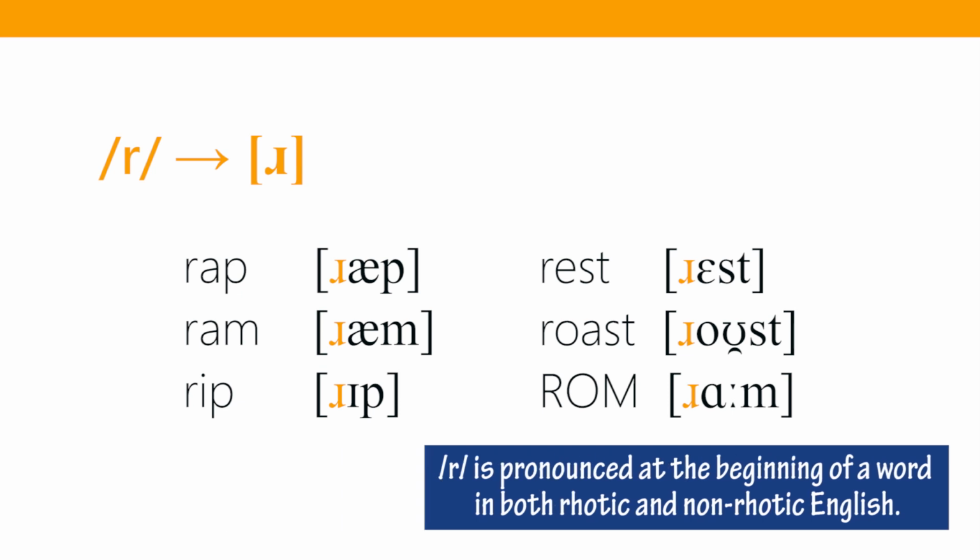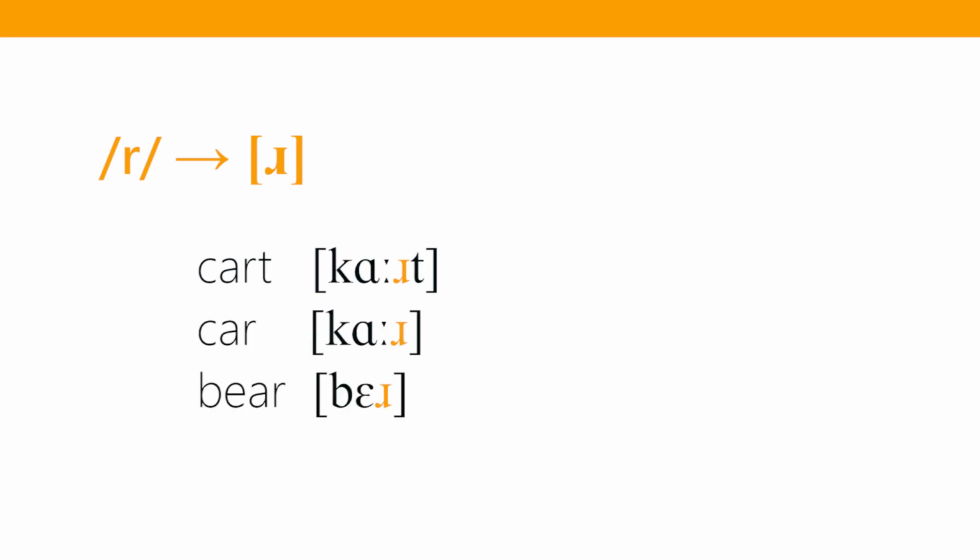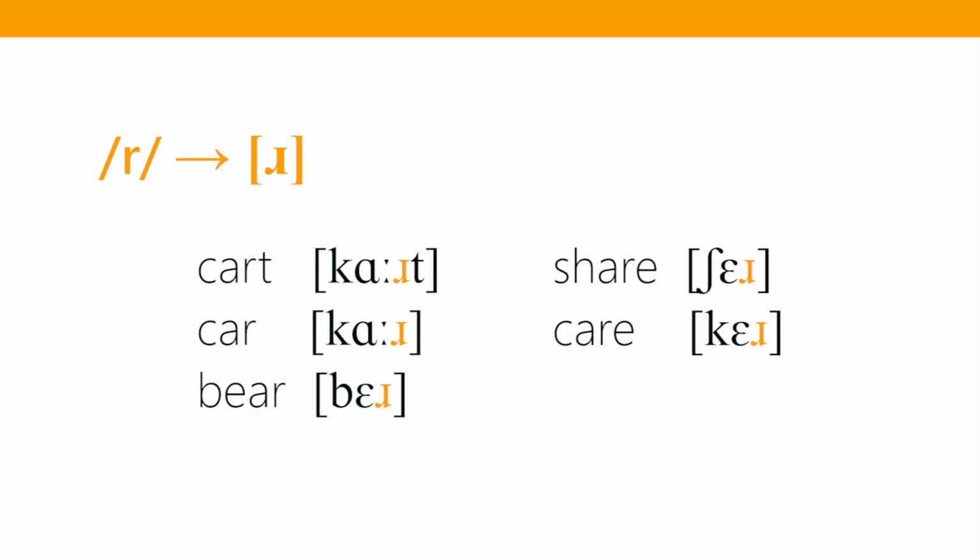But now I'm going to give other examples like cart or car, bear, share, and care. So R is pronounced at the end of the syllable. These are how these words are pronounced in a rhotic variety of English, which is, for example, General American English.